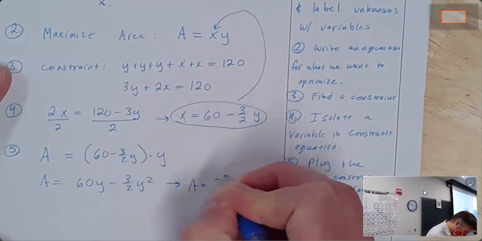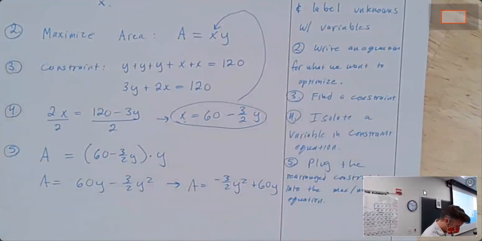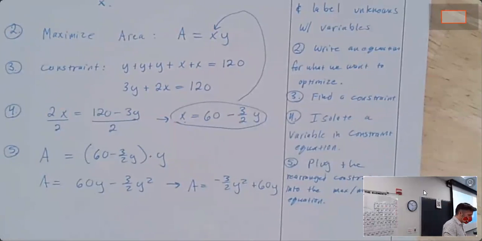Area equals negative 3/2 y squared plus 60y. So this is where the naming is going to get a little bit strange. This is a quadratic equation, right? If I graph this, I'd have to be a little bit careful, because my input now is the y, and my output is the area. So if I was going to graph this, let me grab another piece of paper. I've got all the paper over here, all the paper over there.